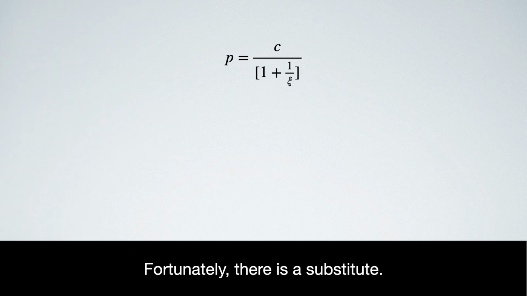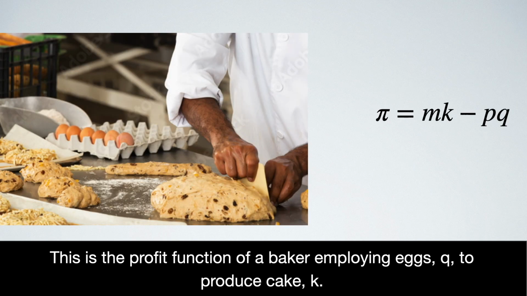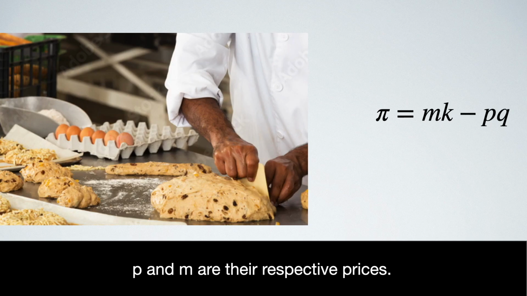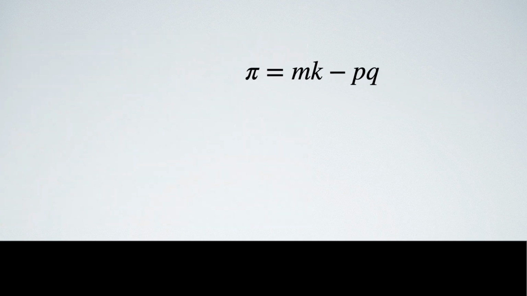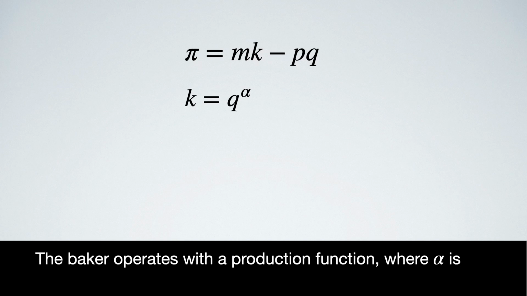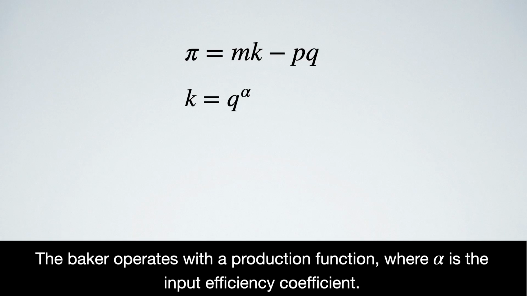Replacing elasticity. Fortunately, there is a substitute. This is the profit function of a baker employing eggs, Q, to produce cake, K. P and M are their respective prices. The baker operates with a production function, where alpha is the input efficiency coefficient.